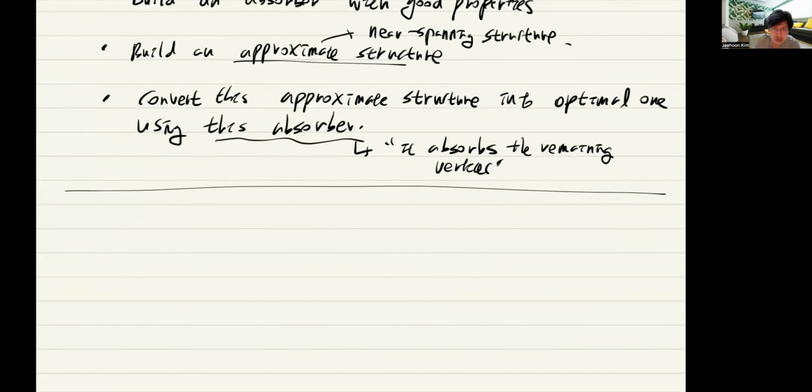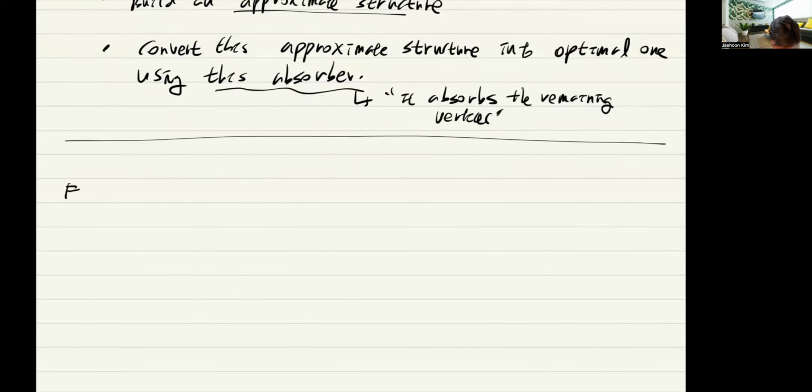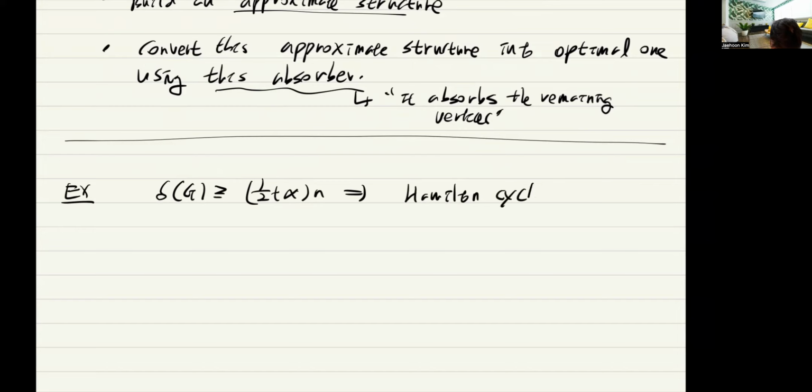Let's consider a simple example. Let's say you know your graph has minimum degree more than (1/2 + alpha) n. You want to show that a Hamilton cycle exists, which is weaker than Dirac's theorem. Suppose you want to prove this.